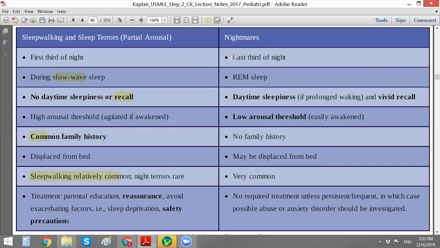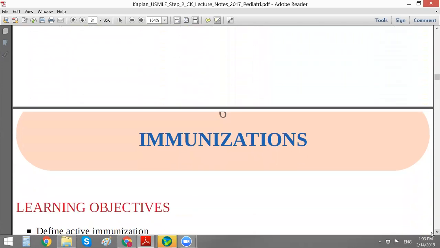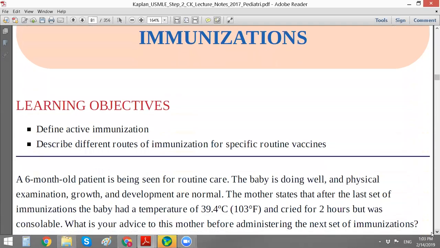Nightmares occur later and during REM sleep, and there is daytime sleepiness and a vivid recall. Low arousal threshold, so easily awakened, and there's no family history, and the child may be displaced from bed. Very common, and no treatment required unless persistent, in which case possible abuse or anxiety disorders should be investigated. Okay. Then we have the next topic, immunization.